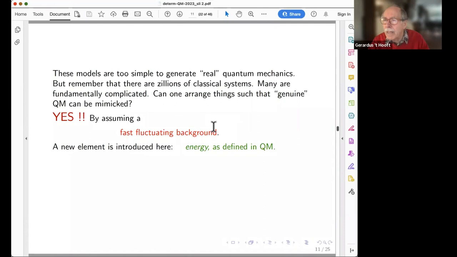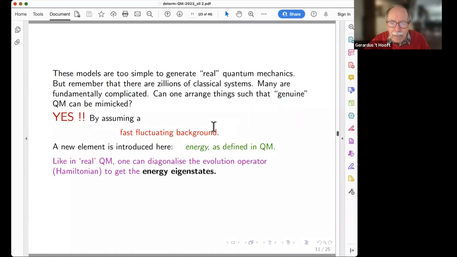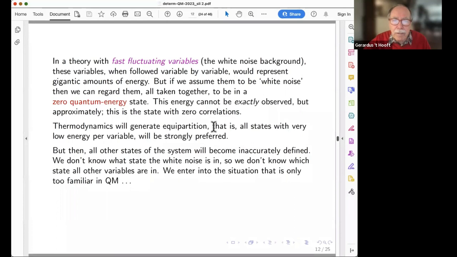Now that is a theory that already is going to look like quantum mechanics a lot more than what I had before. So now let's look at that. Then I'm going to look at the energy eigenstates of this system. That's quite a big step, you have to imagine, but this is a theory with fast fluctuating variables. I have to speed up my talk a little bit because I want to reach the final stages.